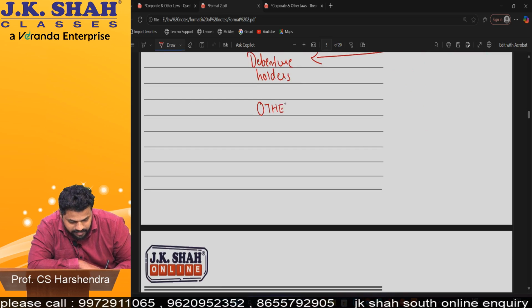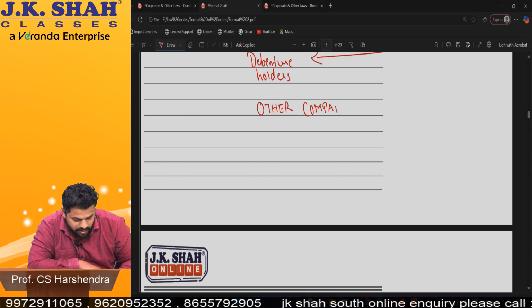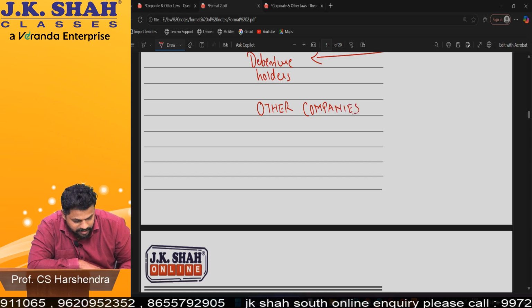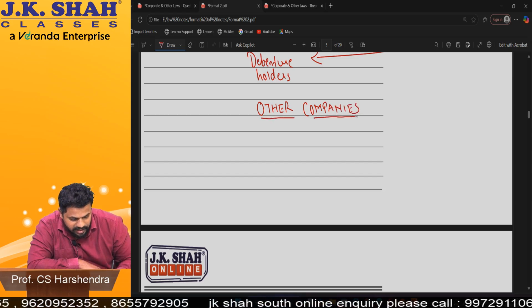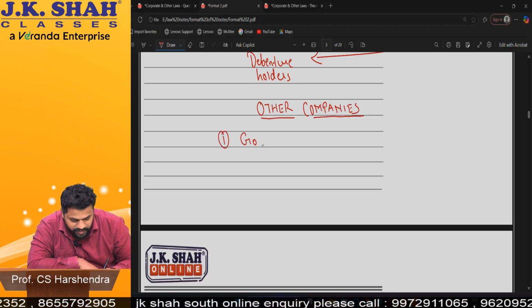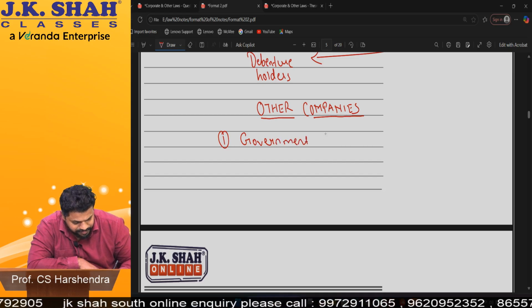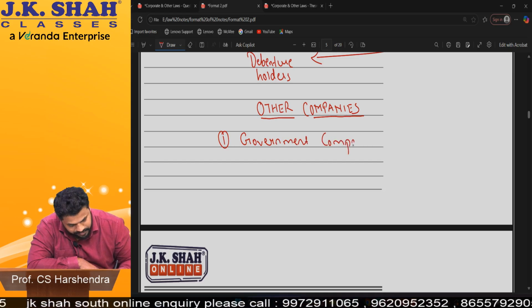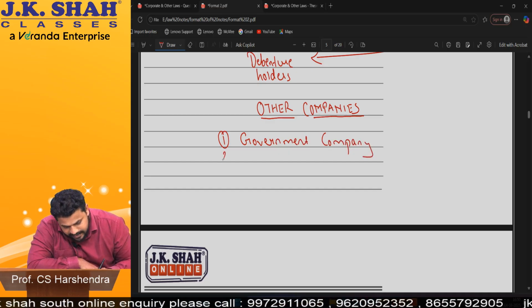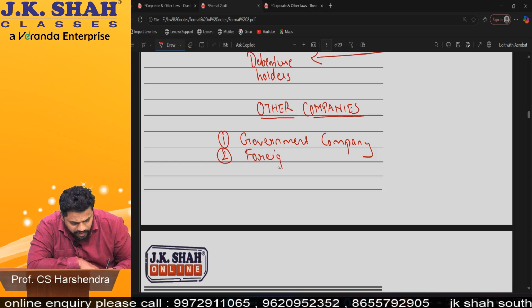Other companies. In other companies, which all companies come? First is the government company. Second is the foreign company.